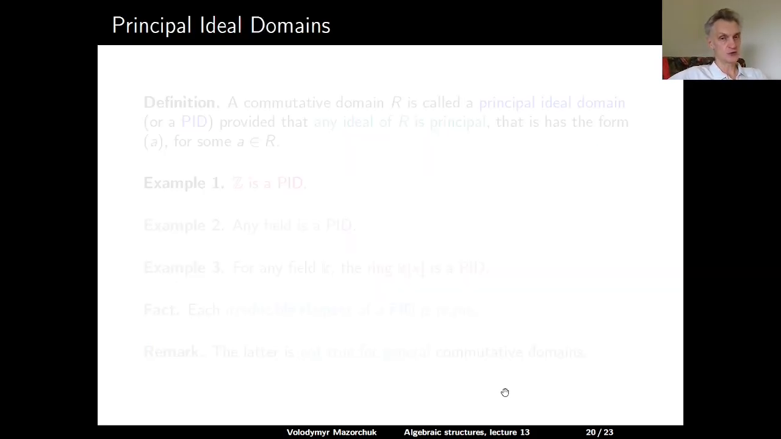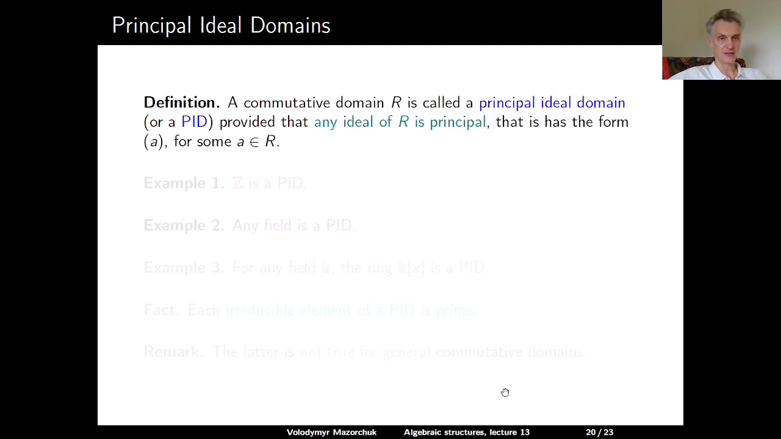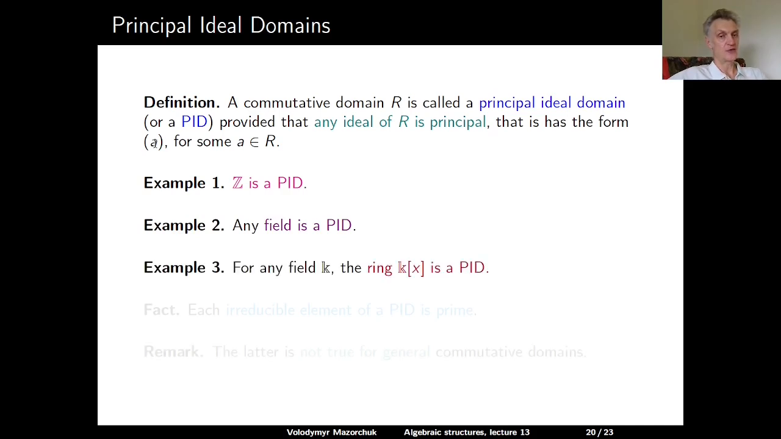The converse is not true in general, but it is true in a special class of rings which are called principal ideal domains. Definition: a commutative domain R is called a principal ideal domain, or a PID for short, provided that any ideal of R is principal, that is, has the form (A), so it's generated by one element in R. So for example, the ring of integers is a PID, any field is a PID, and for any field K, the ring of polynomials in one variable over this field is a principal ideal domain.